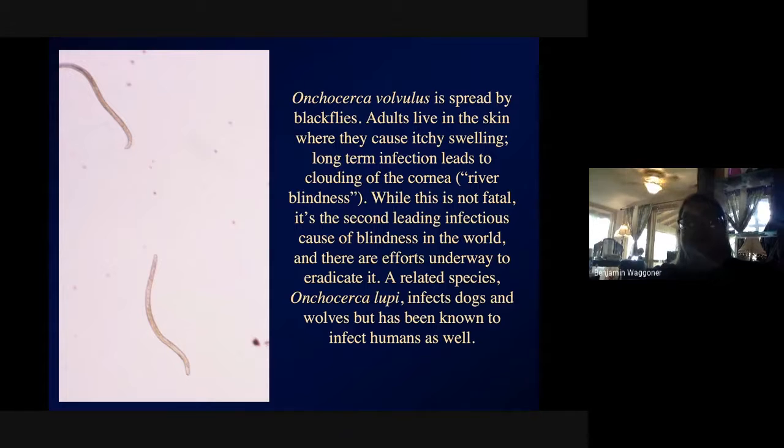It's a tropical disease, and it's not fatal. Nobody's ever died of Onchocerca, but it's the second leading infectious cause of blindness in the world. The first is a bacterial disease called trachoma, and as a neglected tropical disease, there's global efforts underway to try to eradicate it. It used to be endemic in tropical parts of Mexico, but I believe it's been eradicated from Mexico. There's other countries where eradication efforts are underway.